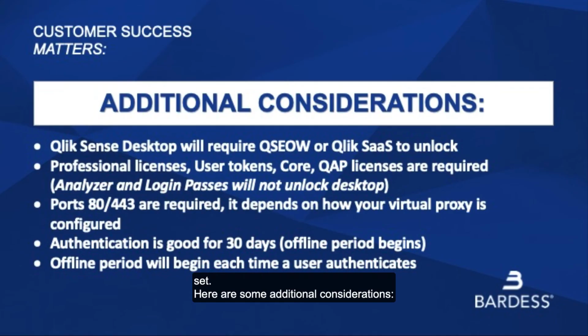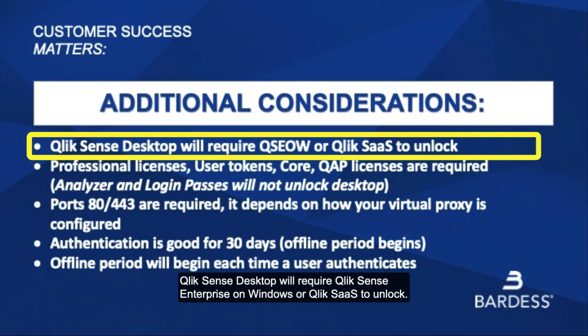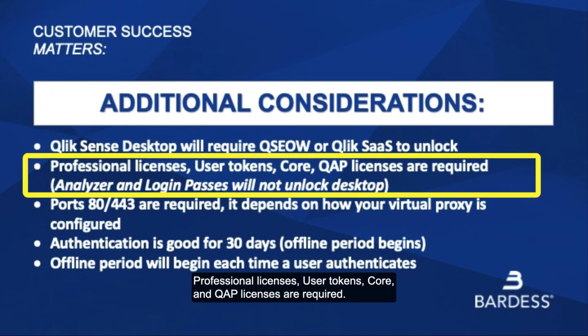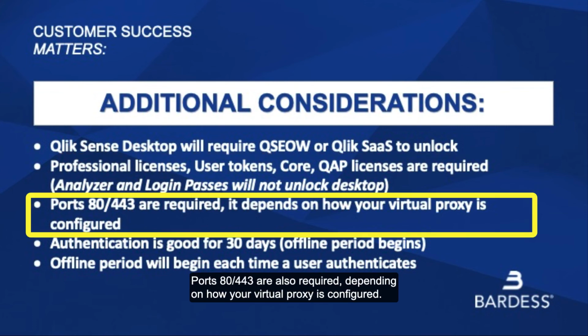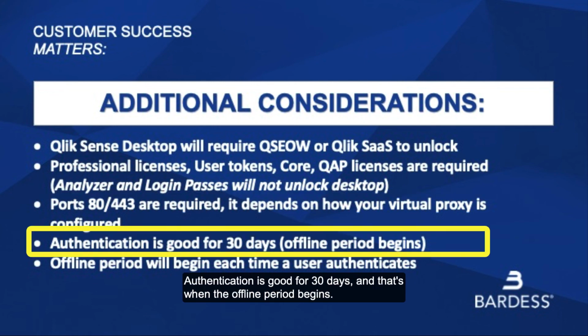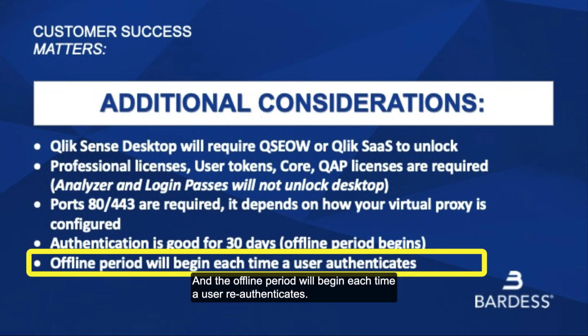Here are some additional considerations. ClickSense Desktop will require ClickSense Enterprise on Windows or Click SaaS to unlock. Professional licenses, user tokens, core, and QAP licenses are required. Ports 80 and 443 are also required depending on how your virtual proxy is configured. Authentication is good for 30 days, and that's when the offline period begins. And the offline period will begin each time a user re-authenticates.